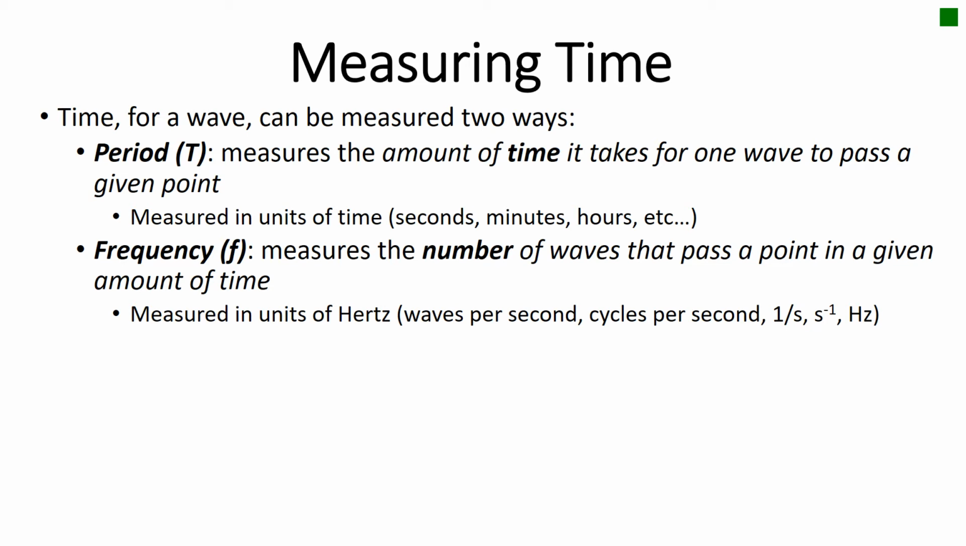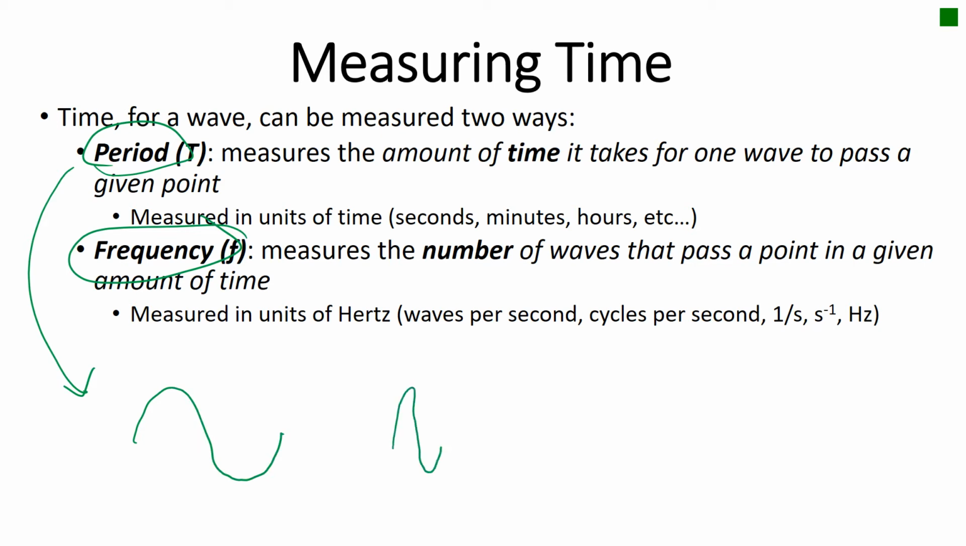There are two ways that you can measure it. One is period and the other is frequency. Period is the measure amount of time it takes for one whole wave to pass. Okay, so a period of time is how long does it take to go from here to here or from here to here. Okay, so let's pretend that we had a graph.